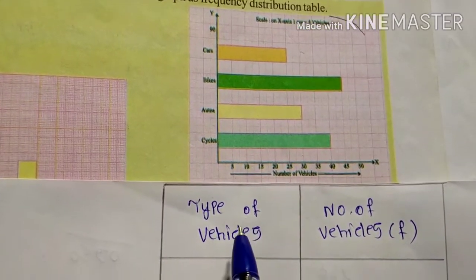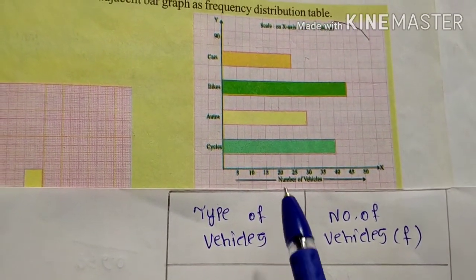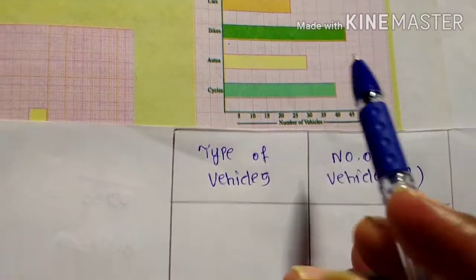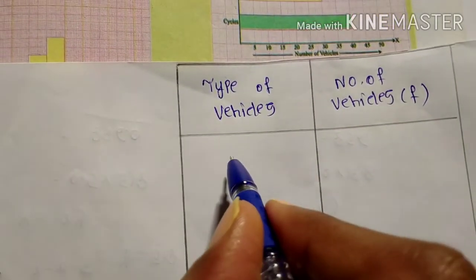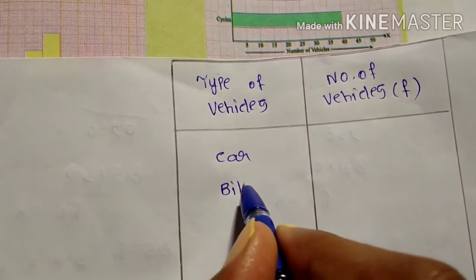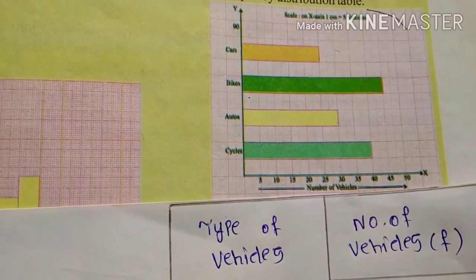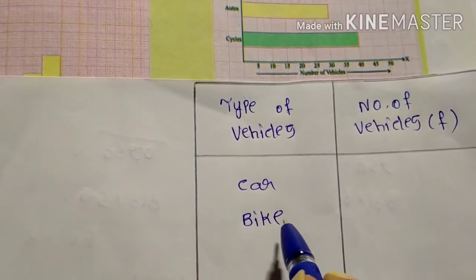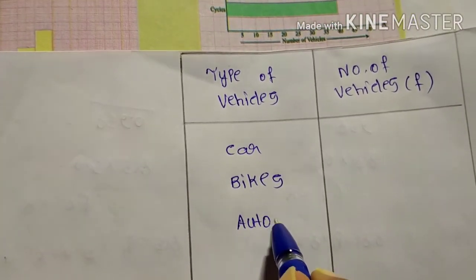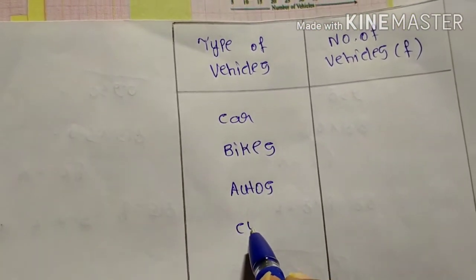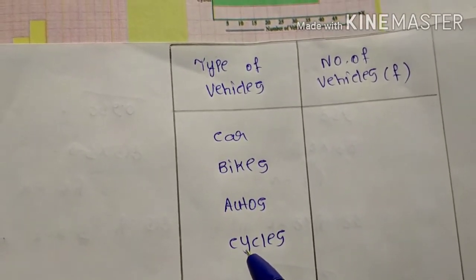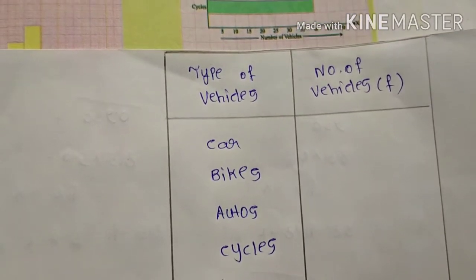In this, under type of vehicles, how many are there? Car, bikes, autos, cycles. So you can write car, bikes, autos, cycles. These are all the types of vehicles.